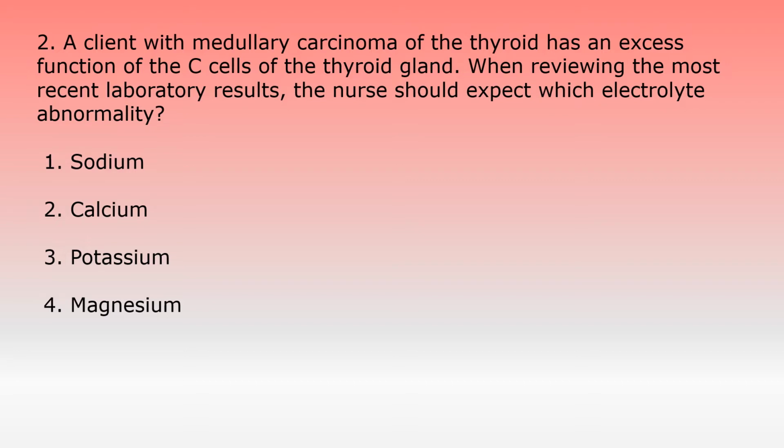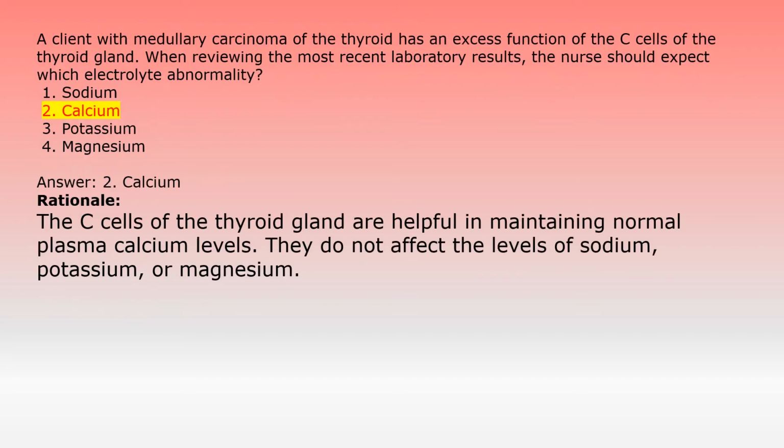2. A client with medullary carcinoma of the thyroid has an excess function of the C cells of the thyroid gland. When reviewing the most recent laboratory results, the nurse should expect which electrolyte abnormality? 1. Sodium 2. Calcium 3. Potassium 4. Magnesium. Answer: 2. Calcium. Rationale: The C cells of the thyroid gland are helpful in maintaining normal plasma calcium levels. They do not affect the levels of sodium, potassium, or magnesium.